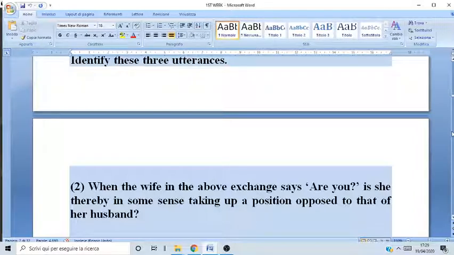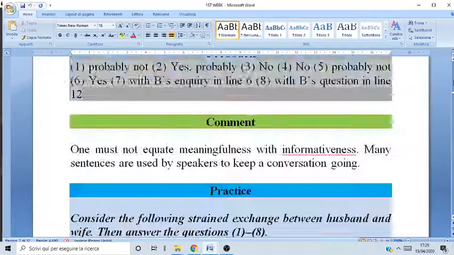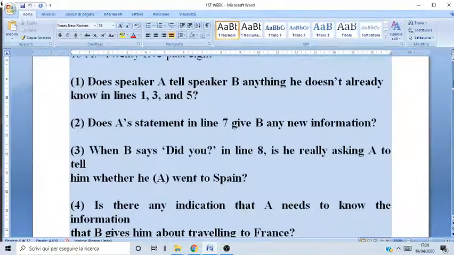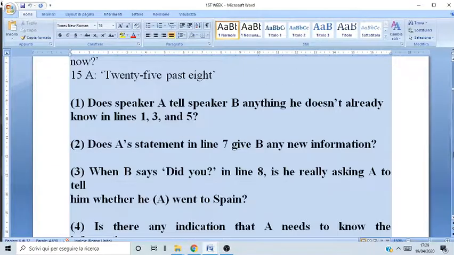Now, angry wife situation, very dangerous, alert, alert, alert. The husband says, oh, I'm taking the car. And the wife says, are you? I think that she means something totally different from the are you or have you, did you. Okay, are you, when he said, yeah, you're right, the sentence is the same. Are you, that'll be nice for the family, when he says that he's going to France.